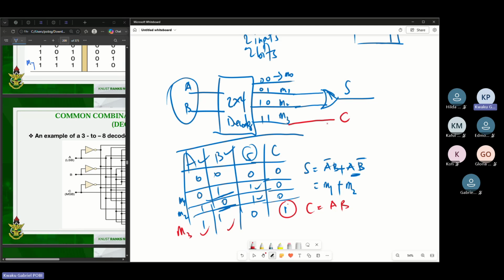Then the ones which are not being used or which are not utilized, you can actually ground them. So I can actually ground this one like that. It will not form part of my half adder. So this is a half adder implementation using a decoder.